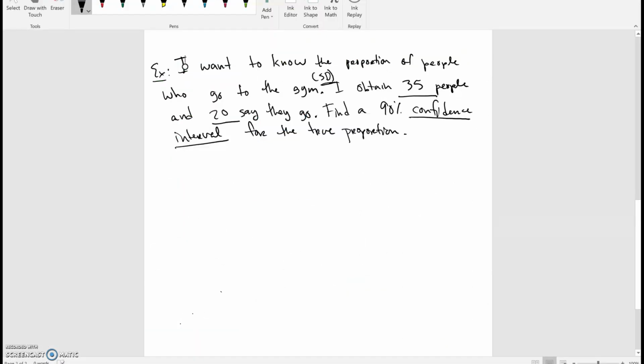So let's go ahead and write that formula down. I know that my lower bound is going to be p hat minus z star square root of p hat 1 minus p hat over n. And I know that my upper bound is going to be the same thing, but this time it's going to be a plus: z star square root of p hat 1 minus p hat over n.